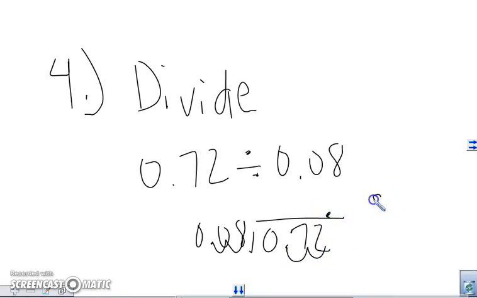Now if it's easier for you to rewrite this problem, you're welcome to do that. So this would be 8 divides into 72. Your decimal point would go right there. 8 does not divide into 7, but it will divide into 72 9 times. 9 times 8 is 72, which gives me 0. So then my answer here would just be 9.